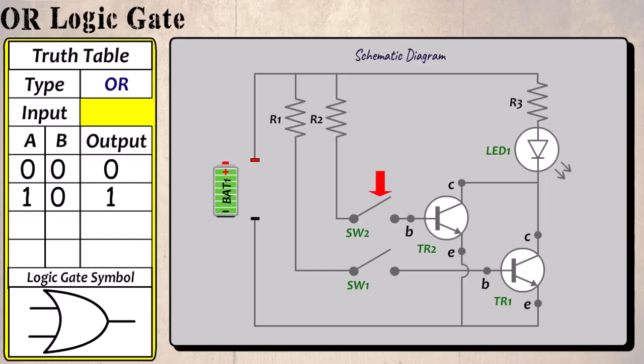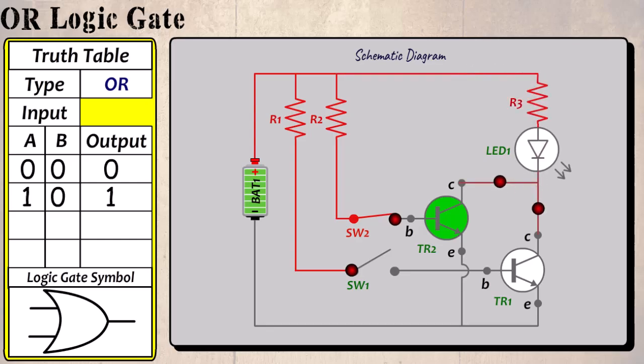Now we shall open SW1 and close SW2. This time TR1 remains off, but TR2 is turned on. Current flows through R3 to the collectors of both TR1 and TR2, and since TR2 is on, a complete circuit can be made and the LED is turned on. So if the input is 0 and 1, the output is 1.